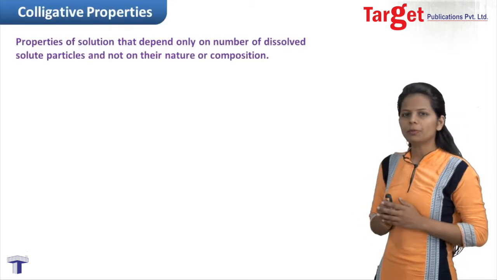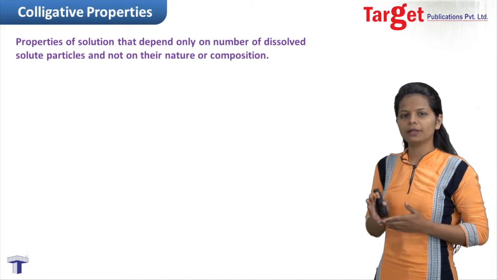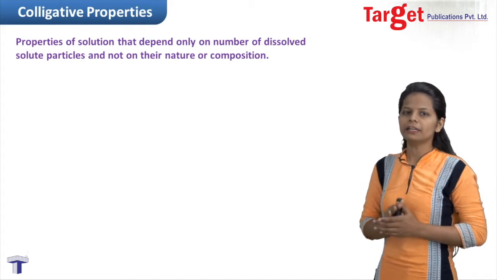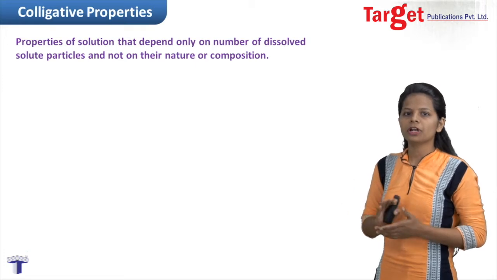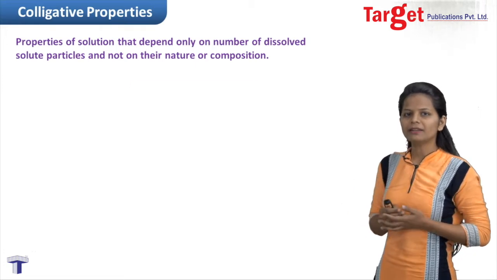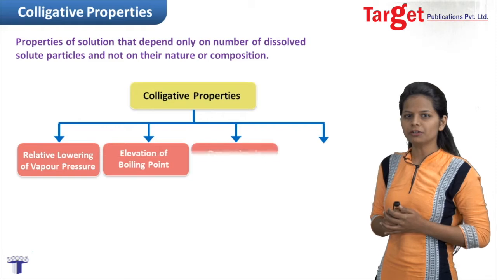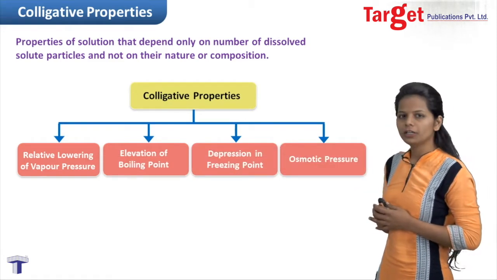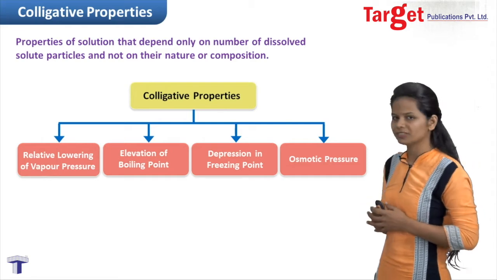As in the previous session we have already discussed, colligative properties are the properties of a solution which depend only on the number of solute particles present in the solution, and they are completely independent of the nature or composition of solute particles. We have studied that there are 4 colligative properties in total, which are relative lowering of vapor pressure, elevation in boiling point, depression in freezing point, and osmotic pressure.